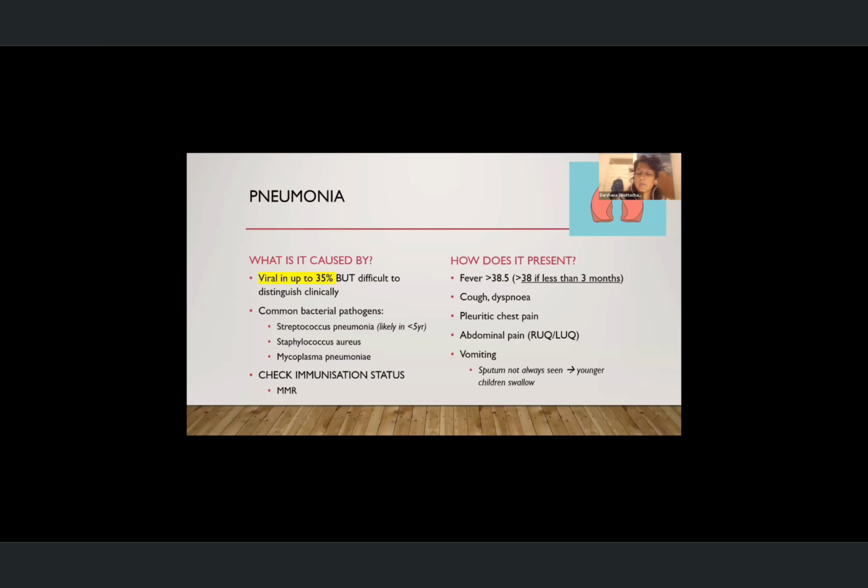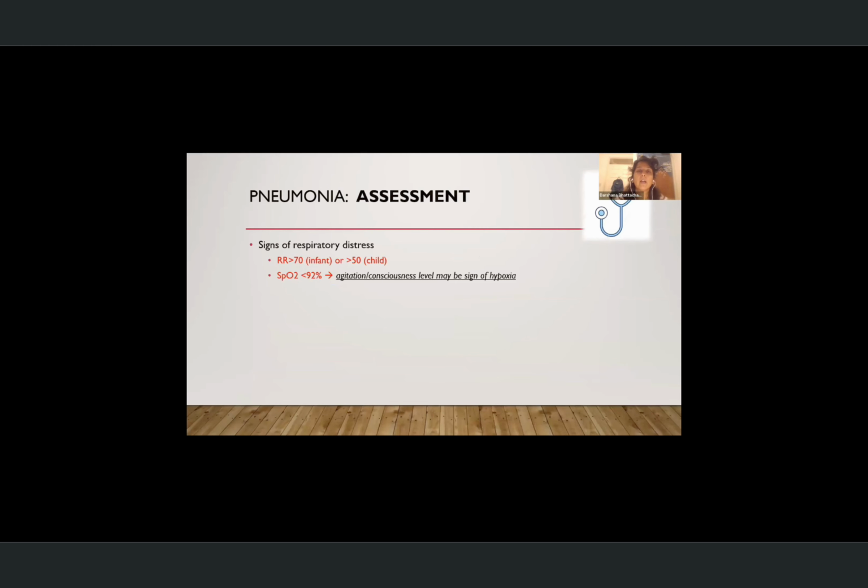So when assessing a child, again, the usual things, check their respiratory rate and adapt that according to the age of the child. Generally, an infant under 12 months, if their respiratory rate is greater than 70, that's significant. If they're older, over 50. And again, if you're able to check their oxygen saturations, do so. But hypoxia can present as agitation or a depressed level of consciousness in young children too.